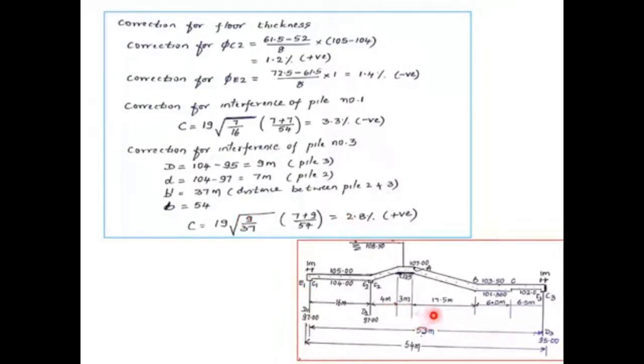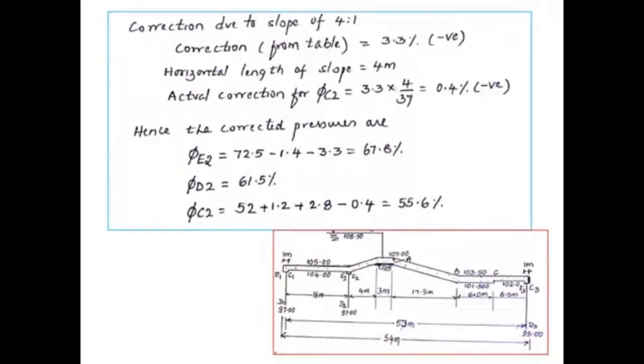Now since we want to find the effect at C2, and this point is on the front side, the pile is on the front side, so heading up of water takes place and the pressure will increase. Therefore it is positive, so 2.8% is the positive correction to be applied to point C2. The slope is also taken here. In this case the starting of the slope is at point C2, so the correction should be applied only to C2. From the table for 4:1 we have 3.3 percentage. For the upslope we take it as negative. The horizontal length between the floors is 4 meters, and the distance between the two piles is 37.